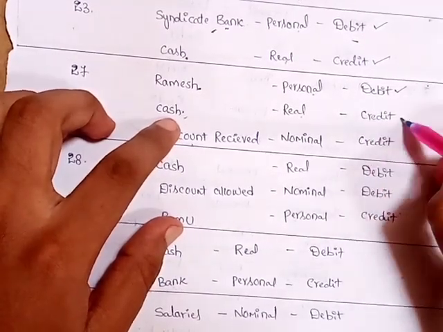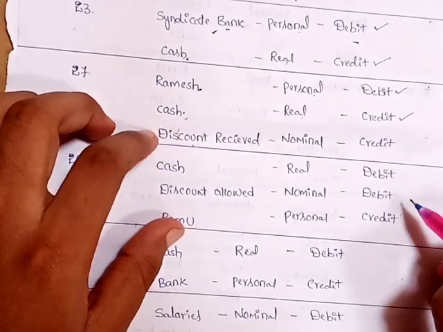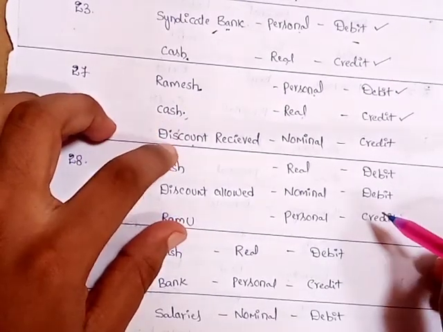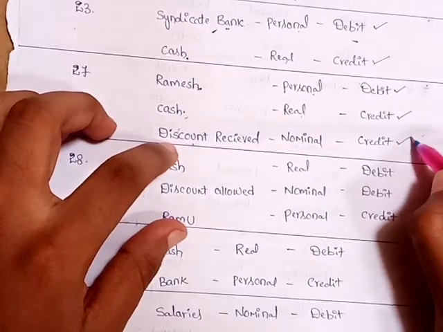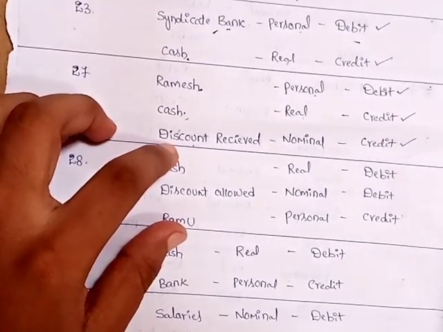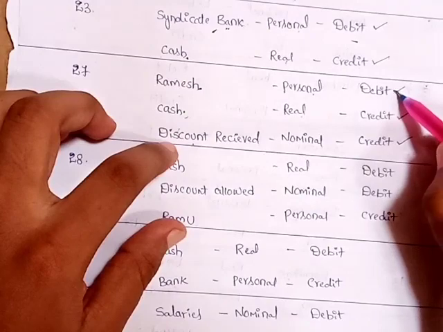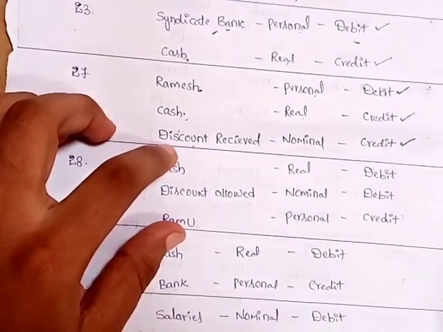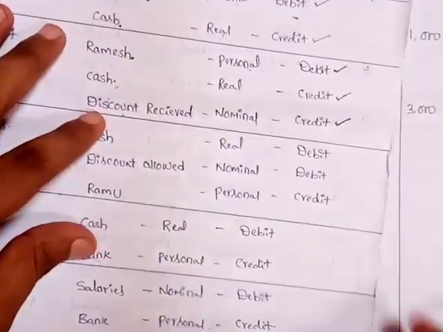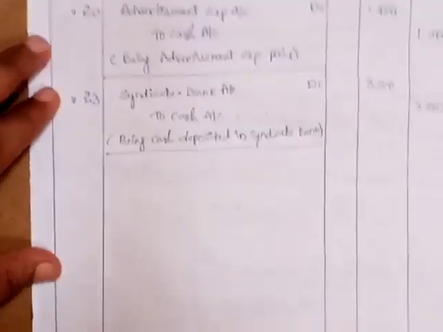So according to real account, what goes out? Credit, and discount received is an income. So that's why according to nominal account, incomes and gains credit. So in this transaction, one debit aspect is there and two credit aspects are there. So in a situation like this, we have to write the journal entry like this.